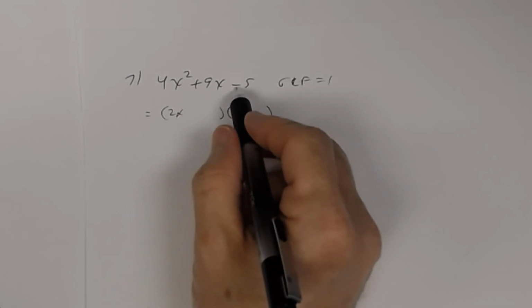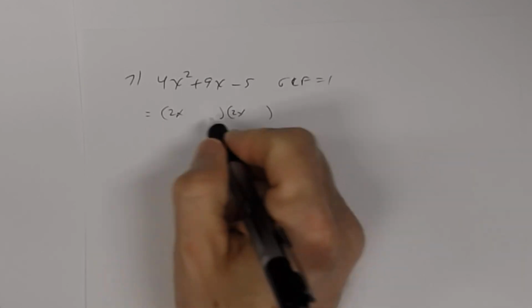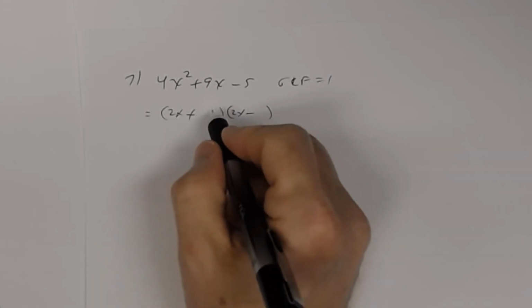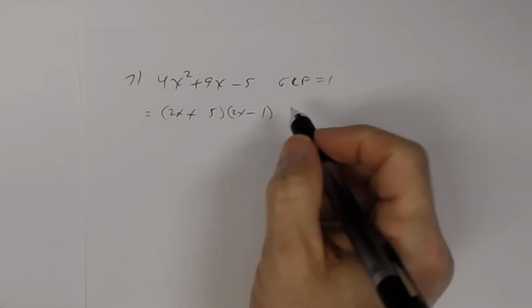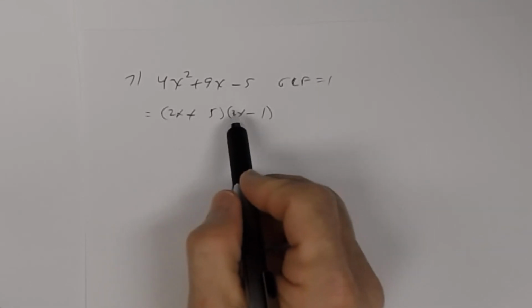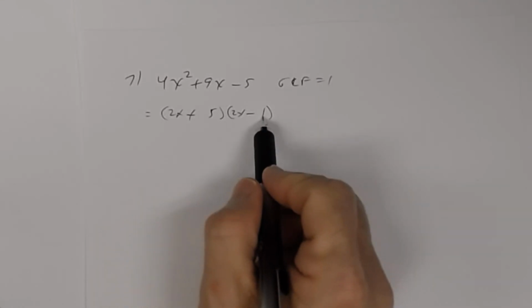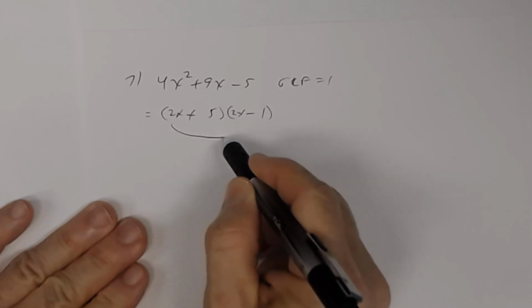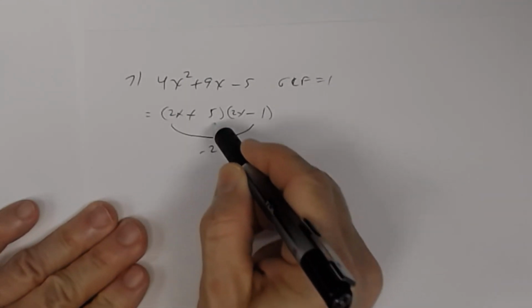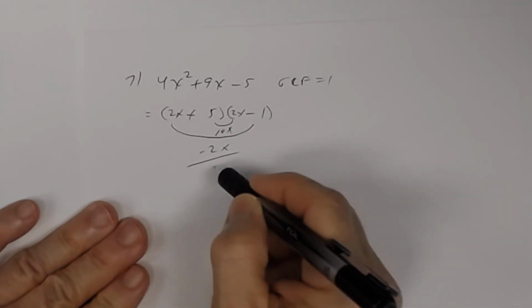And notice the last sign's negative. So these signs in here are going to be different. And let's put the 5 here, the 1 there, and see what happens. So let's check it. 2x times 2x is 4x squared. 5 times negative 1 is negative 5. The outer is a negative 2x. The inner is a 10x. When I add them up, I get 8x.